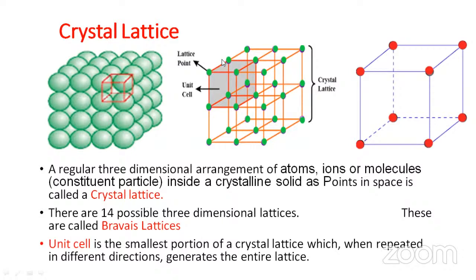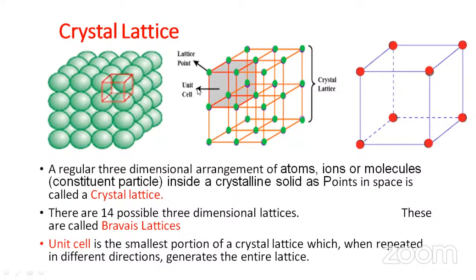And these points are said to be lattice points where the constituent particles are arranged. When you join these constituent particles with a straight line, you will get a geometrical shape. The smallest portion of the crystal lattice is called a unit cell. This is repeated in all the three directions. The unit cell is repeated in all the three dimensions.